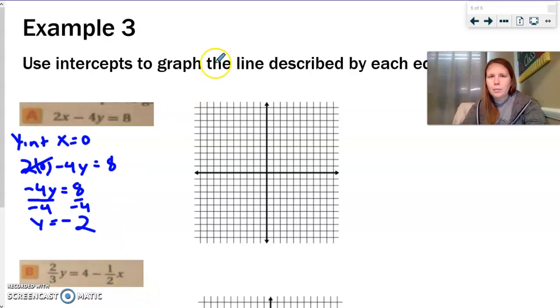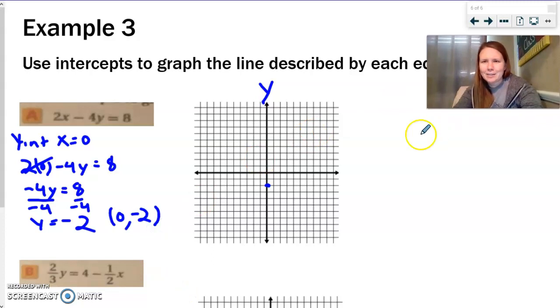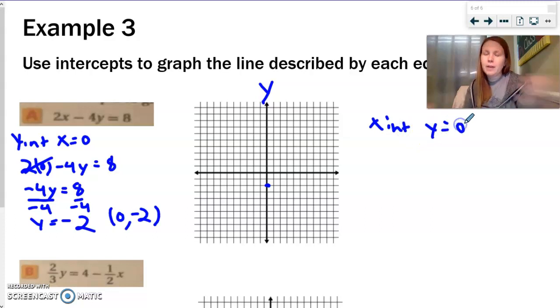So when I look at my y-axis, remember my y-axis is the one that's vertical, I just need to plot a point at negative 2, or 0, negative 2, because that means x is always going to be 0. If I want to find the x-intercept, that means y is going to be 0. So when you're finding those intercepts, you're going to think the opposite one needs to be 0.